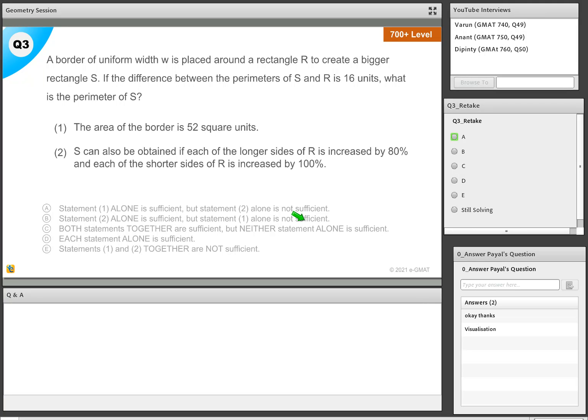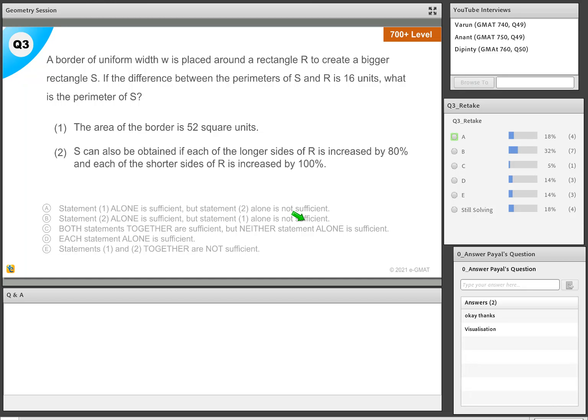All right, last few seconds. Okay, I'm going to end this poll here. This is an interesting question, interesting performance here.